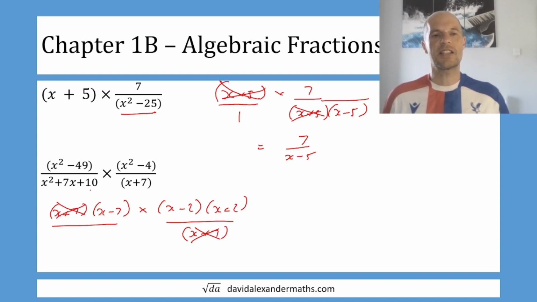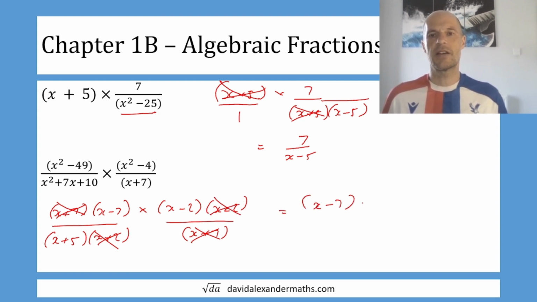X squared plus 7x plus 10, that factorises to x plus 5, x plus 2. And that x plus 2 will cancel with this x plus 2, leaving us with x minus 7, x take away 2 all over x plus 5. You could expand the top to x squared minus 9x plus 14, but I think it's probably more common just to leave it factorised as x minus 7, x minus 2.